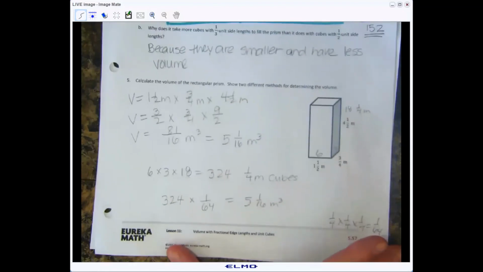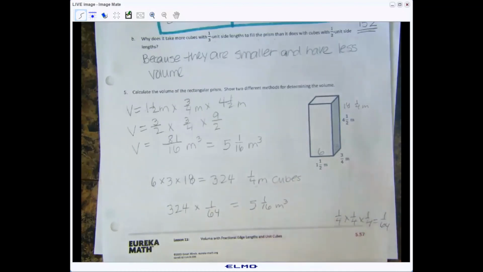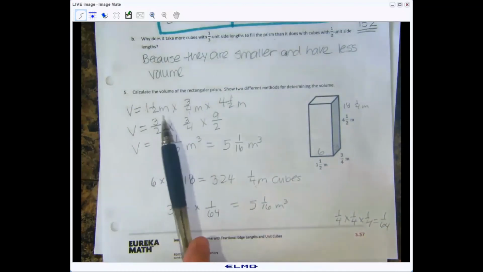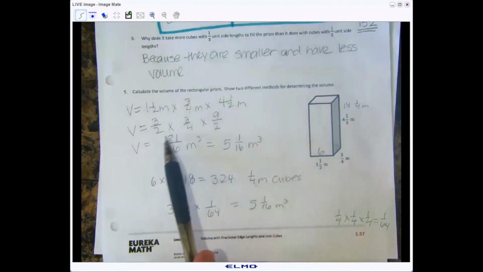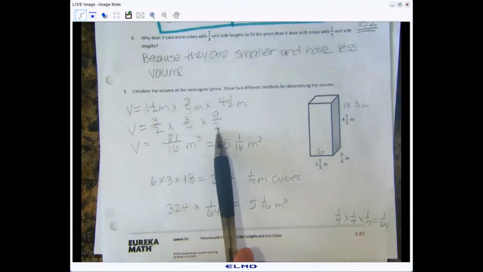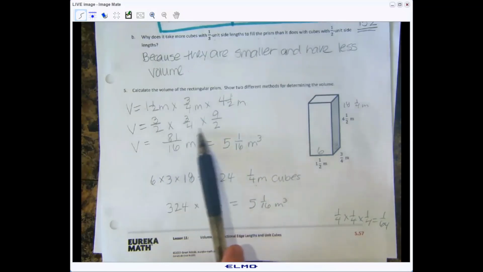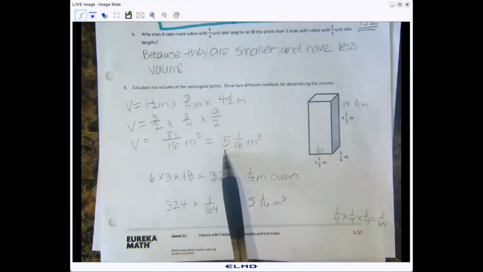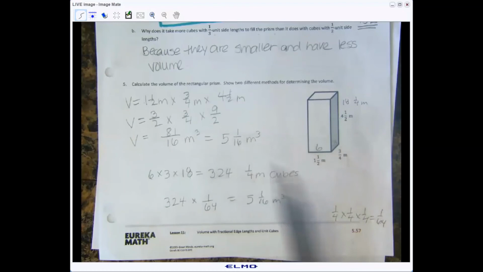Last problem, number 5. Calculate the volume of the rectangular prism. Show 2 different methods for determining the volume. I'm going to help you out with this. The first method is just to multiply 1/2 times 3/4 times 4.5. Convert to fractions greater than 1 if you need to. Multiply straight across the top. Multiply straight across the bottom. Divide. You have 5 with 1 left over, so the volume is 5 and 1/16.